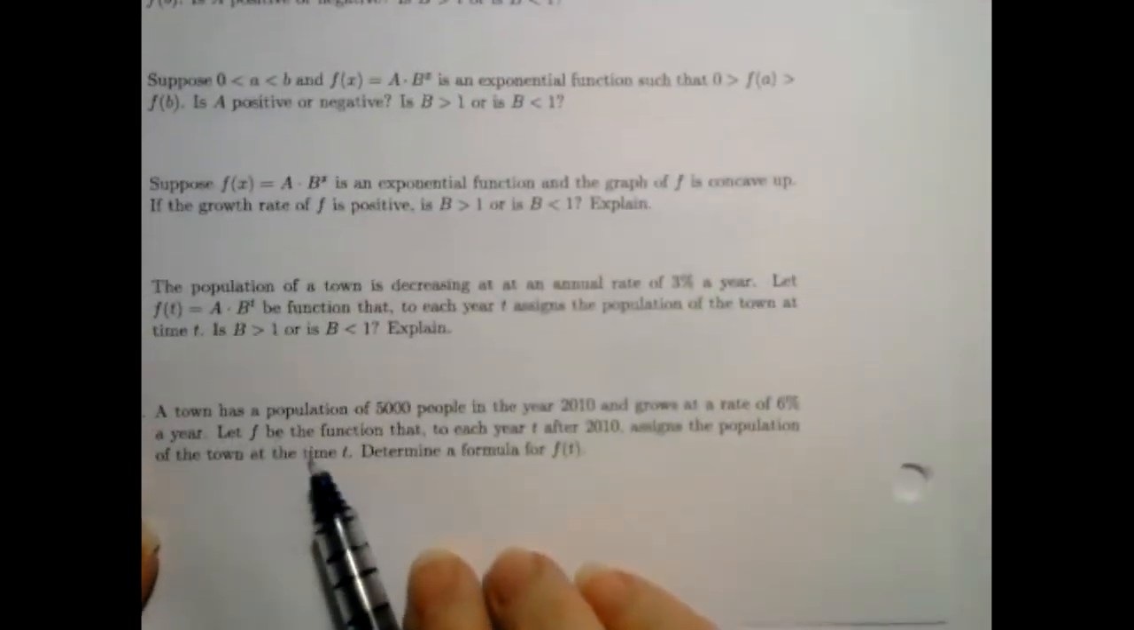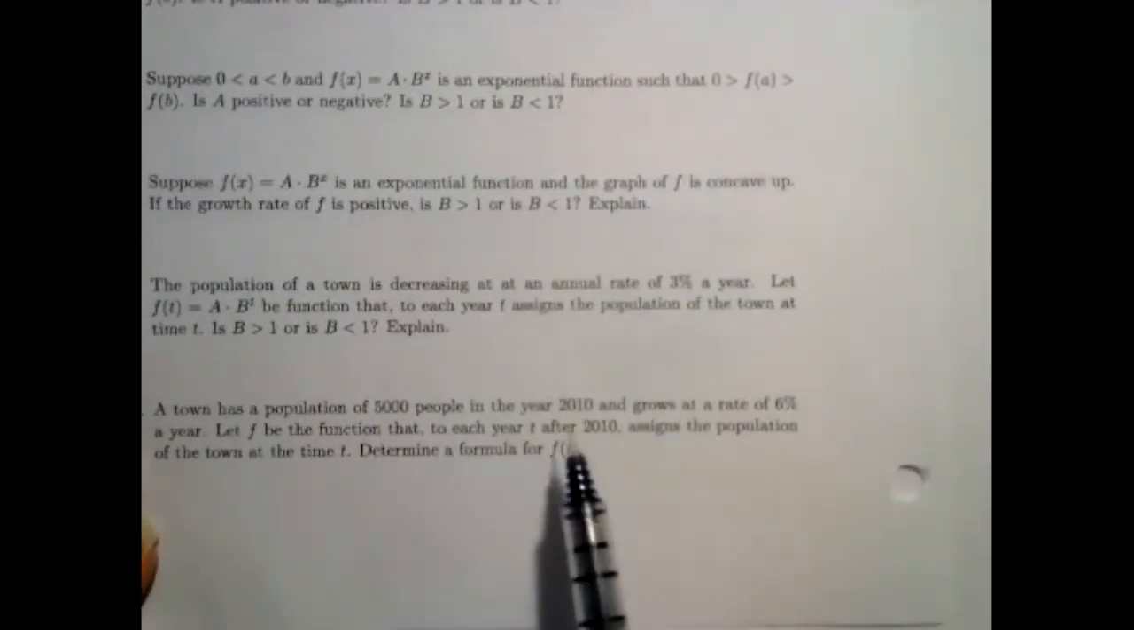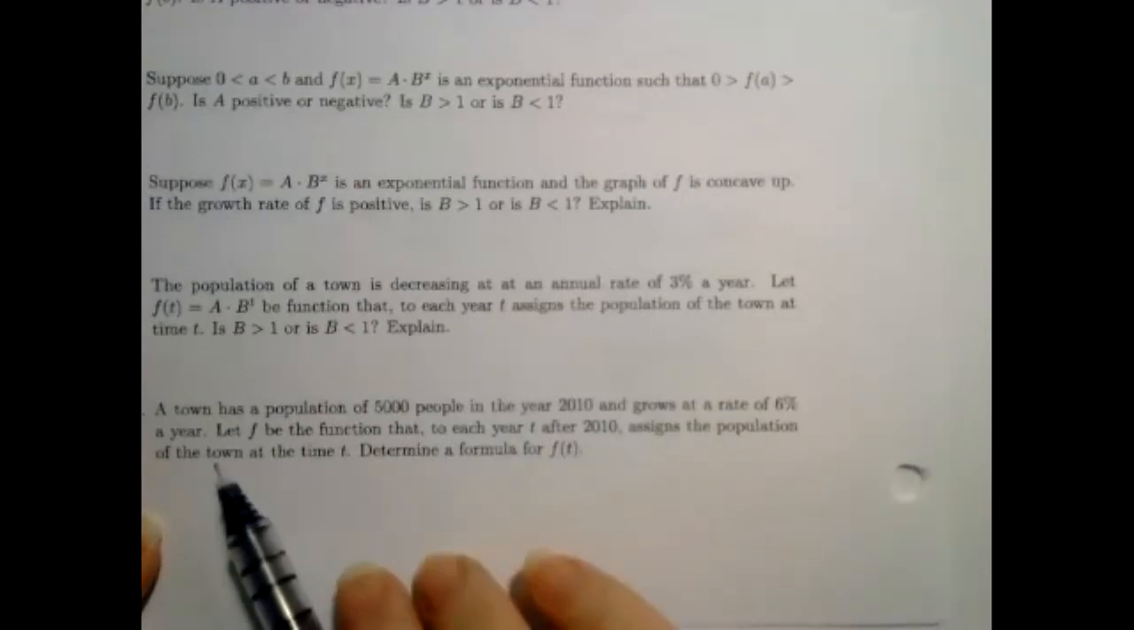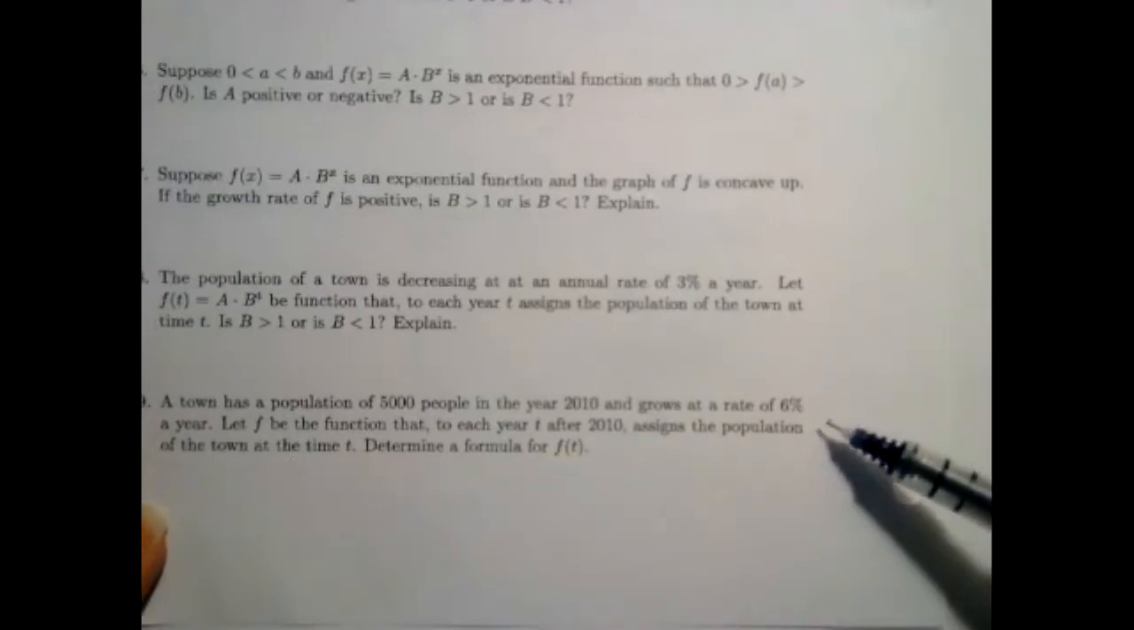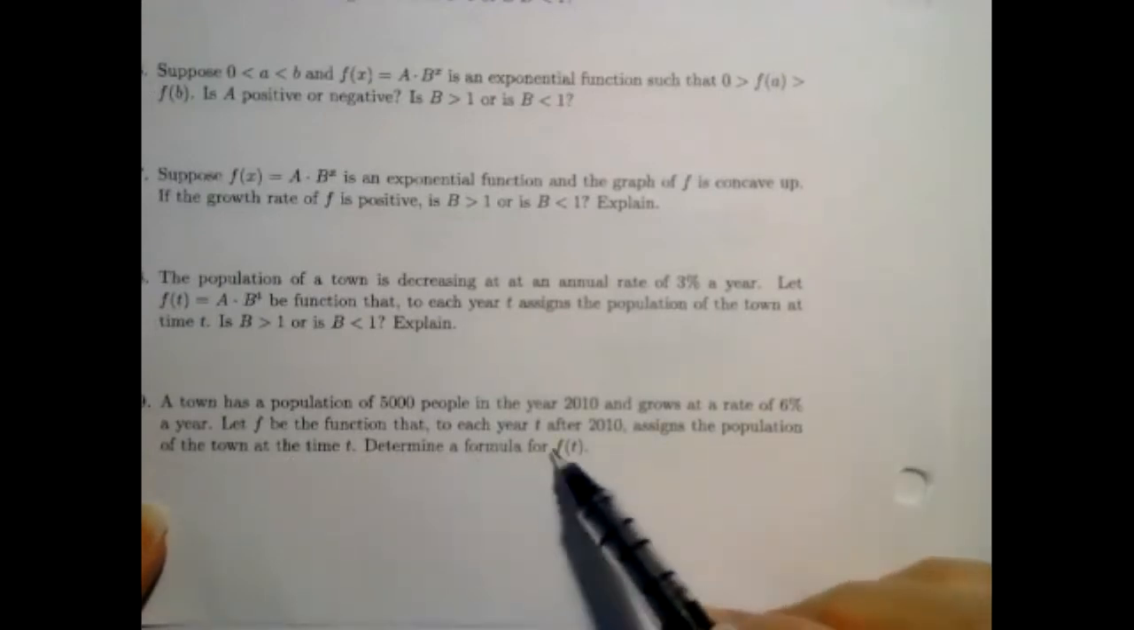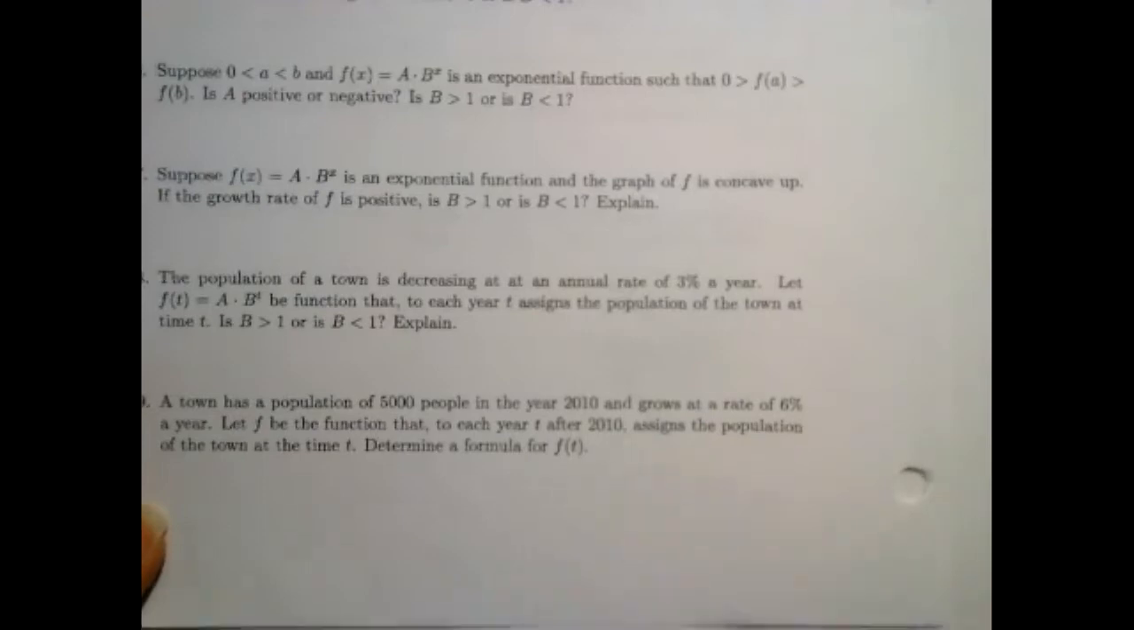So we look at number 9. Okay, so the question here is the following. A town has a population of 5,000 in the year 2010 and grows at a rate of 6% a year. So every year, that's the growth rate. Let f be the function that to each year assigns the population. Determine a formula for f of t.